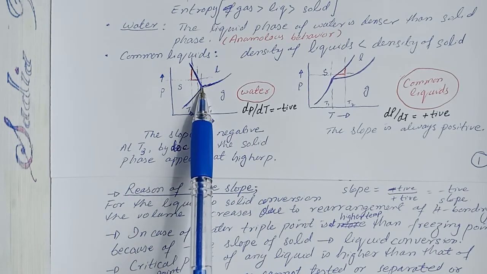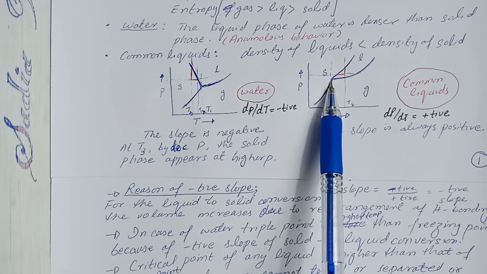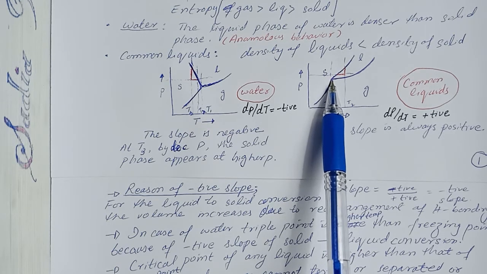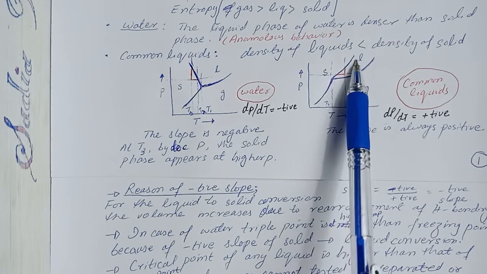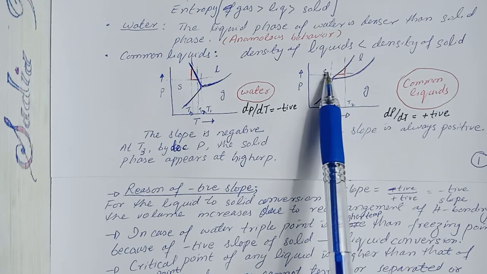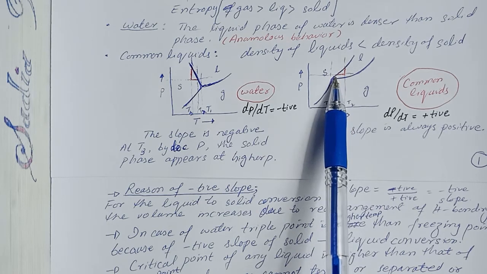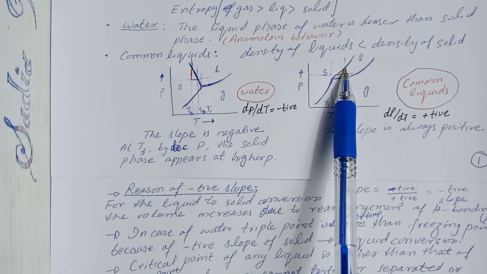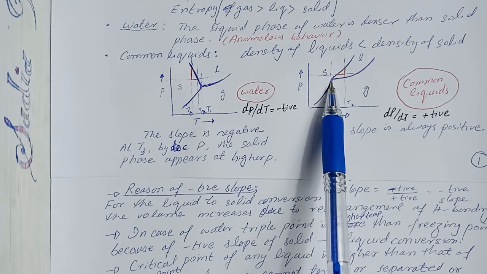to the triple point, whereas for the case of the common liquids, the triple point is at lower temperature as compared to any of the freezing points across the phase boundary between the solid and liquid phase. So the freezing points at different pressures are at higher temperature as compared to the triple point.